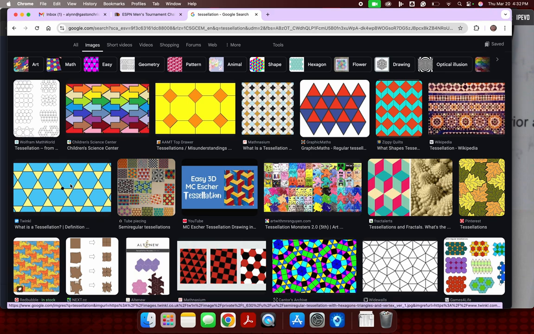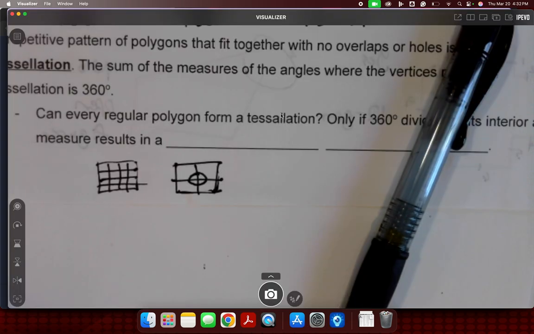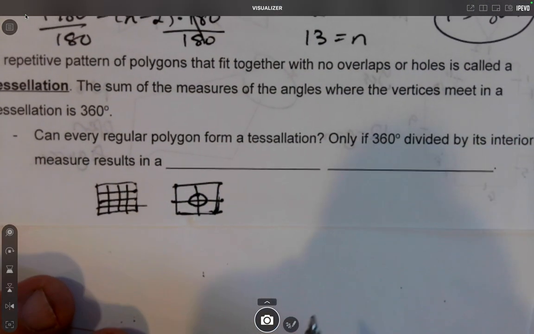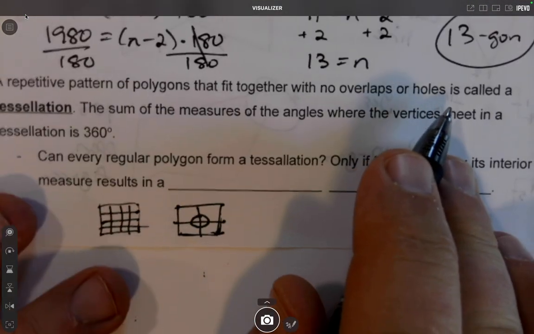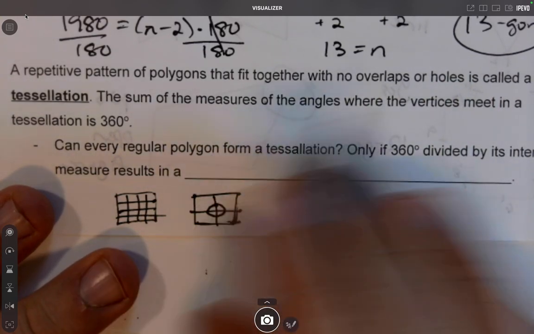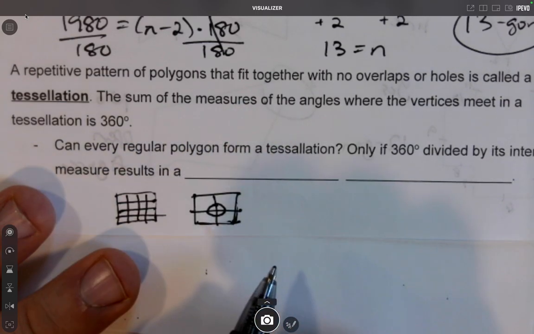Even with these combos of hexagons and triangles. See that dot right there? If I was to measure all the angles all the way around that dot, it added up to 360. So that's the point that they're making. So the sum of the angles where the vertices meet. We're not talking about all of the angles, because this goes on forever, so it has infinite. But the sum of where the vertices meet is 360.